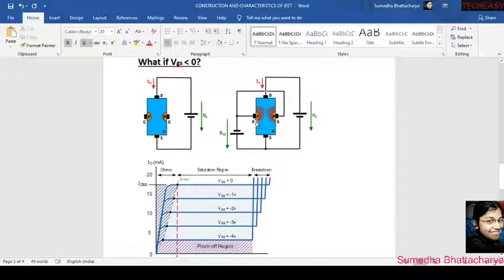So what can we see? Without giving VDD, with the help of VGS, we can create this depletion region, which resists the current ID from flowing through the N channel, right?